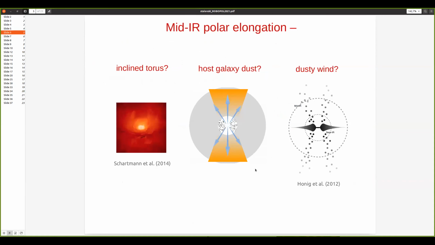So now the question is if this is simply a matter of projection and viewing angle, or if this polar dust is actually simply the galaxy ambient dust in the host galaxy limited by the accretion disk, or if it's, as it has been recently suggested, actually a dusty wind blown away from the innermost sublimation zone.